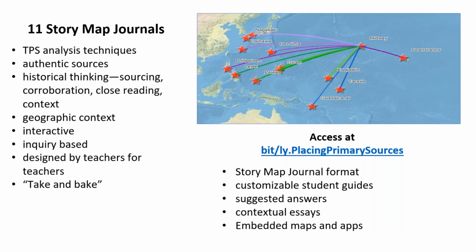Okay, there are 11 story map journals, and they can be accessed by the bit.ly address, which is actually in normal English, Placing Primary Sources. And it uses the TPS analysis techniques, particularly observe, reflect, and question, although I question before I reflect. It integrates authentic sources, looks at historical thinking, and provides a geographic context.